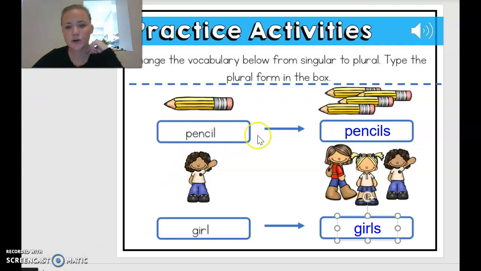All right, so here are your answers. Pencil becomes pencils. You add S. Girl becomes girls. You add S.